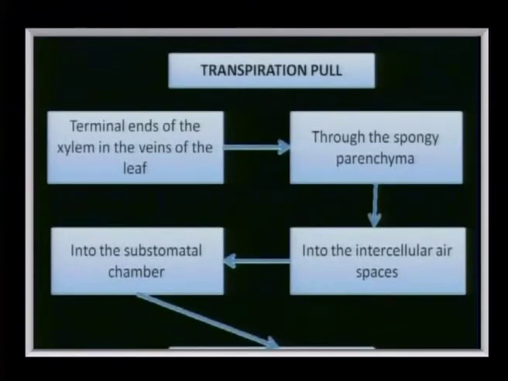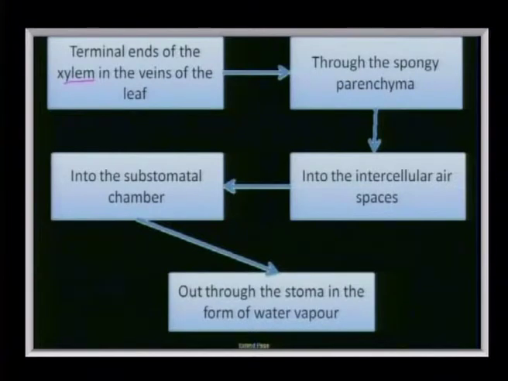All right, so if we look at transpiration pull, I did a little schematic for you. So you have the terminal ends of the xylem vessels in the veins of the leaf. The water then moves through the spongy parenchyma, into the intercellular air spaces, into the substomatal air chamber, and out to the stomata in the form of water vapor. It's water vapor because it's in gas form.